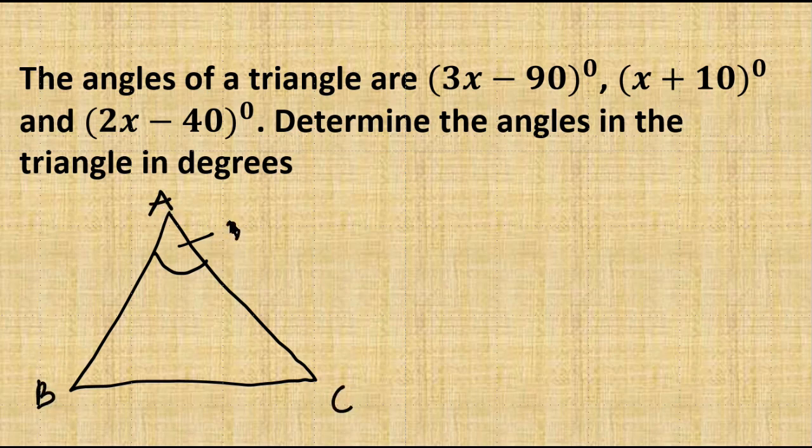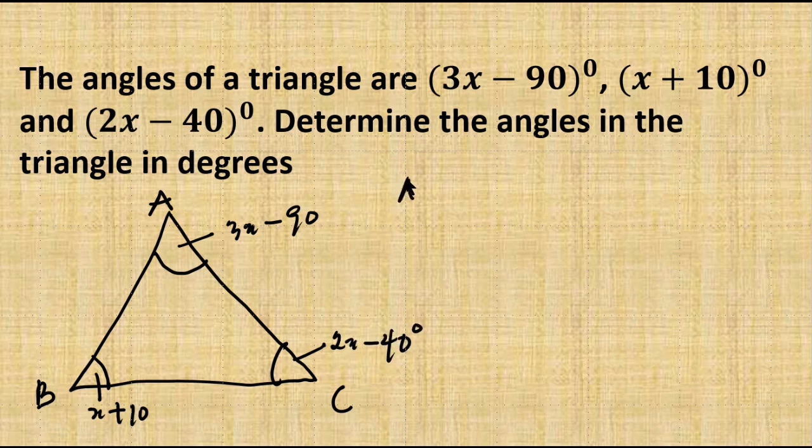At A, I'll have 3x minus 90. At B, I'll have x plus 10. And at C, I'll have 2x minus 40 degrees.